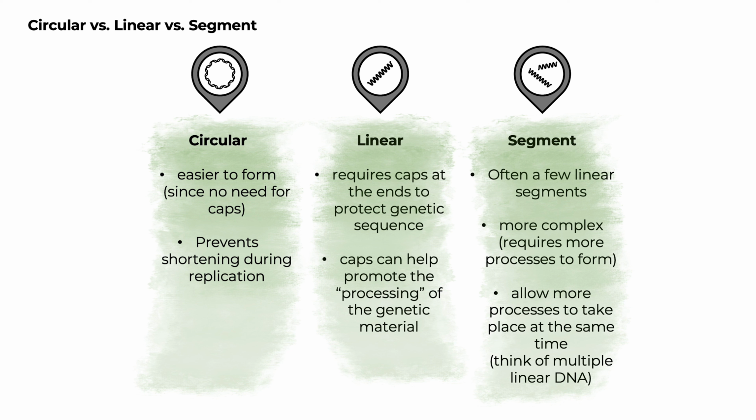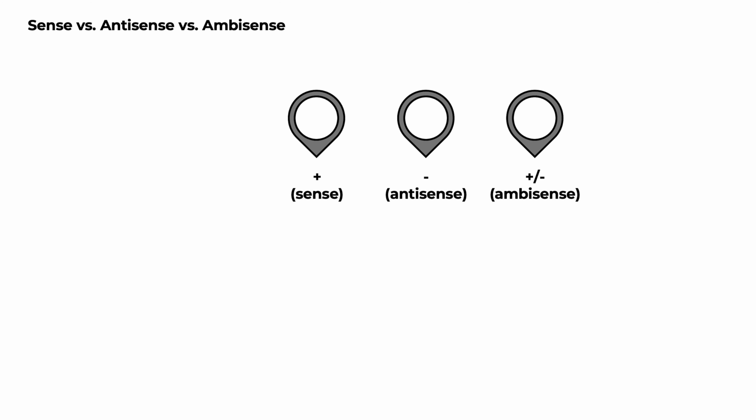However, at the same time, with more segments in the genetic material, it is possible for the virus to carry out different processes at the same time because they are not dependent on one another and the processes can just roll on. And finally, to our fourth factor, whether it is a sense, antisense, or ambisense genetic material.